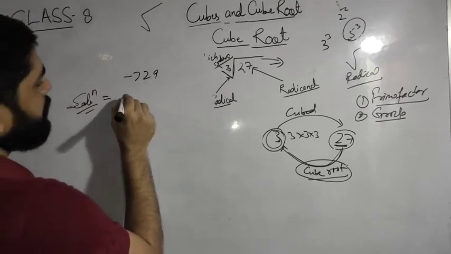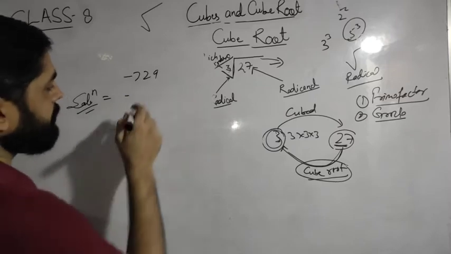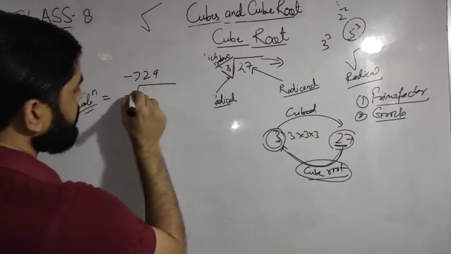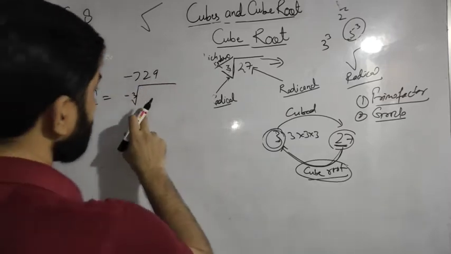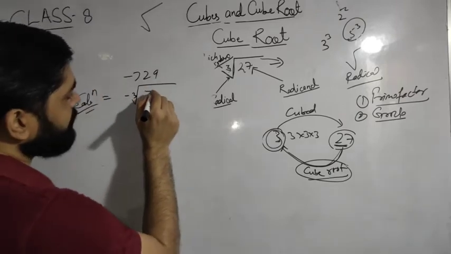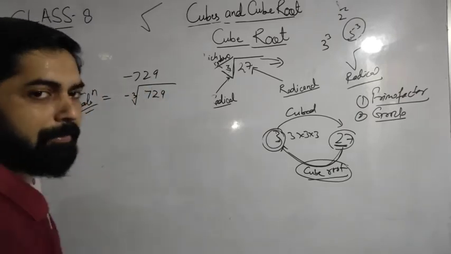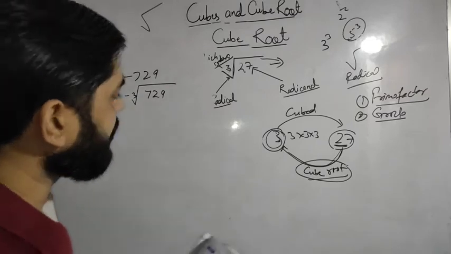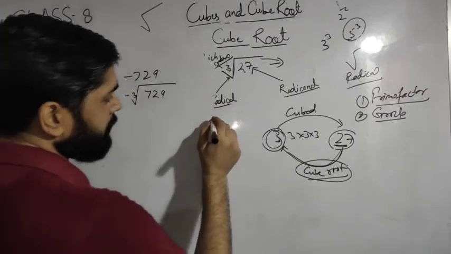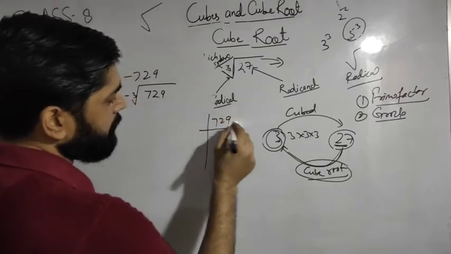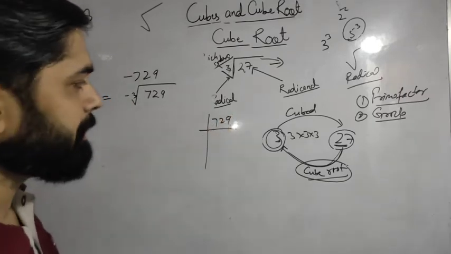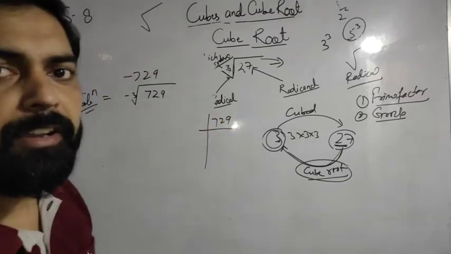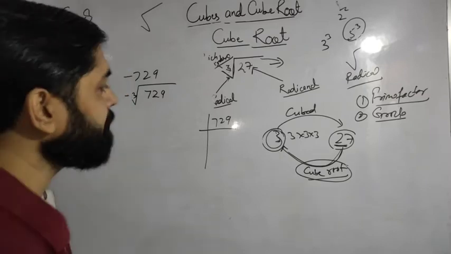The solution will be minus. You write out the minus sign and then the cube root symbol. You know what the cube root symbol is? This one. Then write the number inside the symbol, and then we find the cube root of 729. And do you know how to find the cube root of 729? By the prime factorization method.